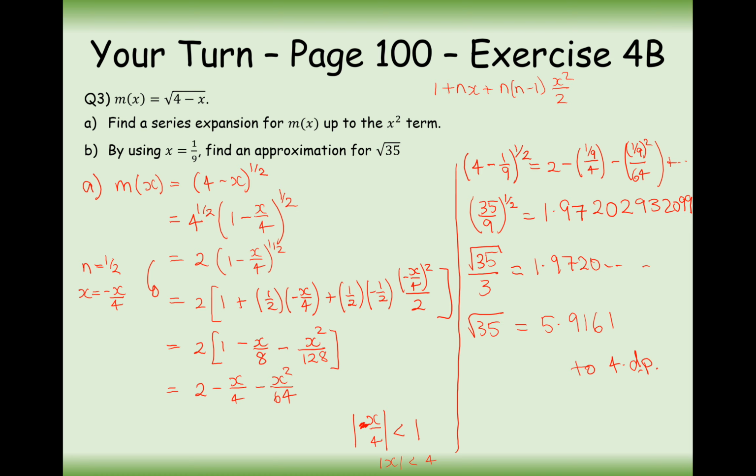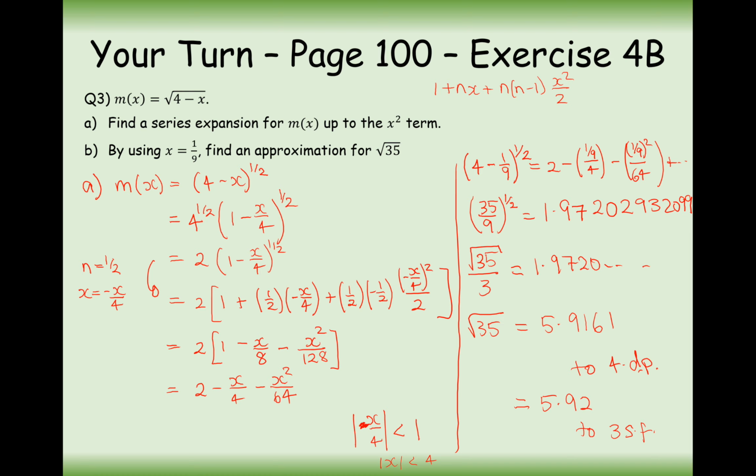Why have I done to 4 decimal places? Good question. Well, we're looking for an approximation of root 35. It's not just a standard answer here. We'd like something to be approximate here. Maybe I might do my final answer to 3 significant figures, and the examiner can kind of choose which answer they prefer to take. So there we are.